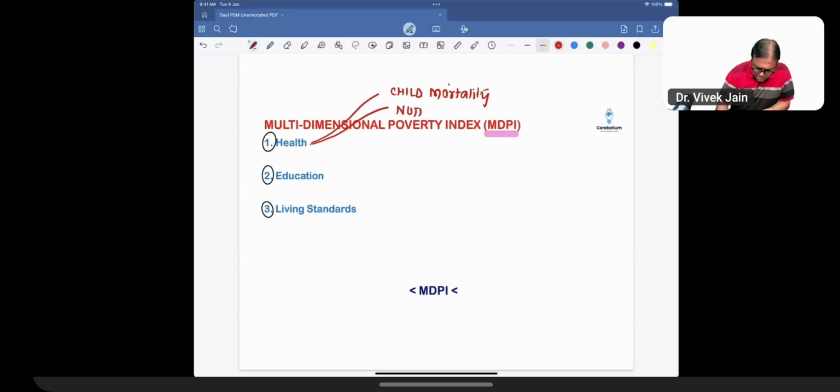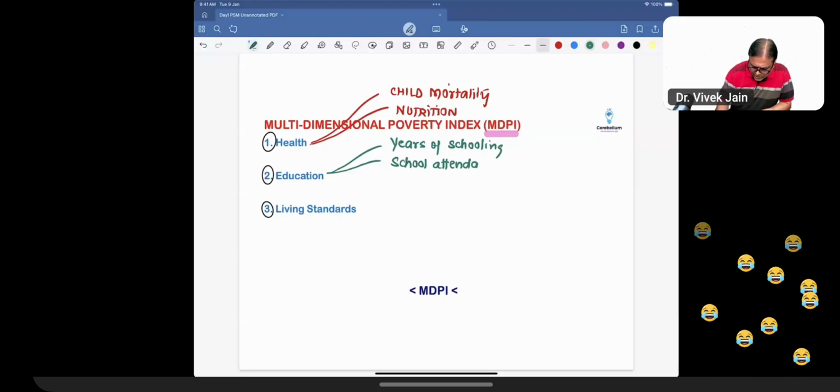What are the two sub-indicators of education? Yes, years of schooling, but more important is school attendance. So years of schooling and school attendance.